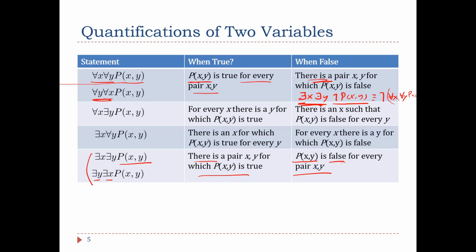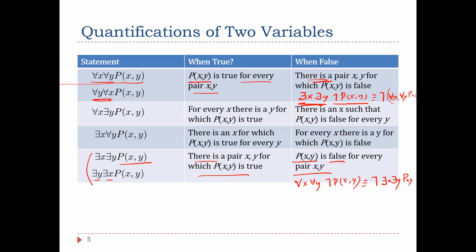Just to show you the equivalence of this formula with universal quantifiers, this is equivalent to saying that for every x and for every y, the property does not hold. You don't have p of x and y. This is the equivalence of not there exists an x and there exists a y such that p of x and y holds.